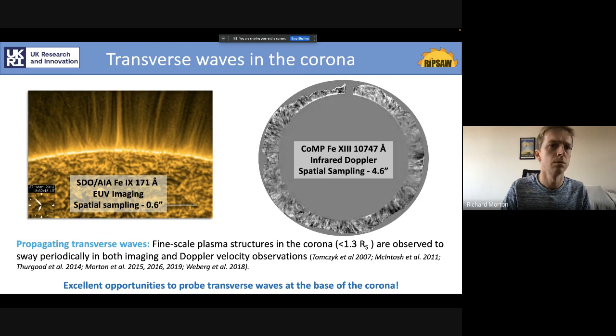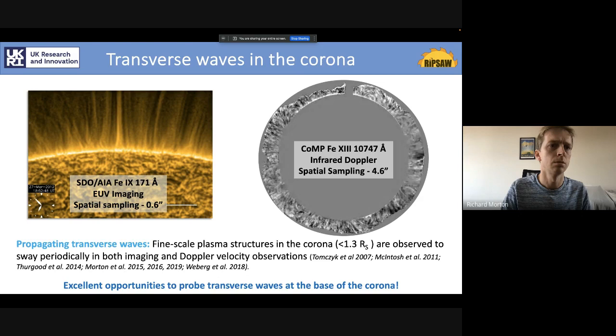But it actually doesn't make it easy to pull out the wave properties from the STEREO data. It's sort of a lot more laborious. However, here with these Doppler velocity time series, it makes it very straightforward to probe the Alfvénic waves. So CoMP is very useful in that aspect.